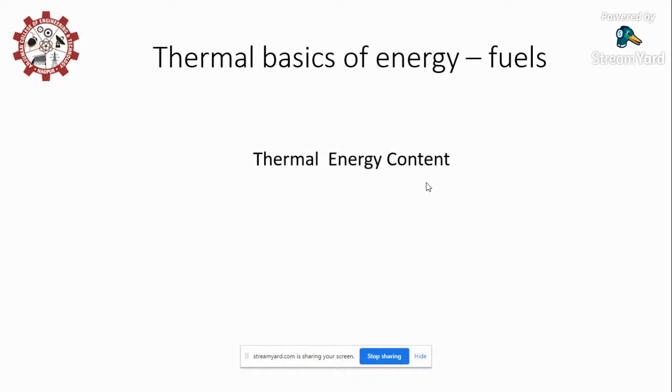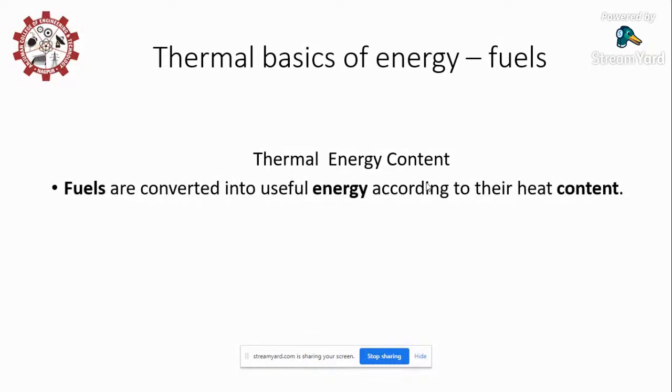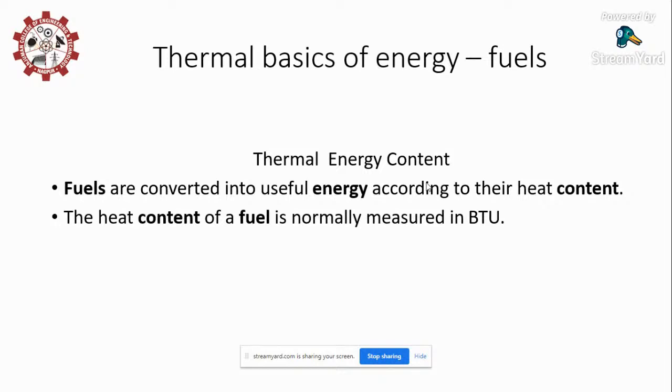Let's see what is thermal energy content of the fuel. So we know that fuels are being converted into useful energy according to their heat content. That means individual fuel has certain heat content hidden in it. And on that hidden heat content, we are going to use that fuel. For example, if you take liquid fuel, it is having a certain amount of energy. So we are utilizing the liquid fuel for combustion, and also for vehicles. Okay, but you are not going to use the petrol and the diesel for cooking purposes in your kitchen stove.